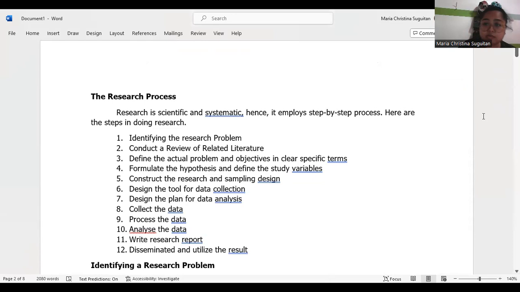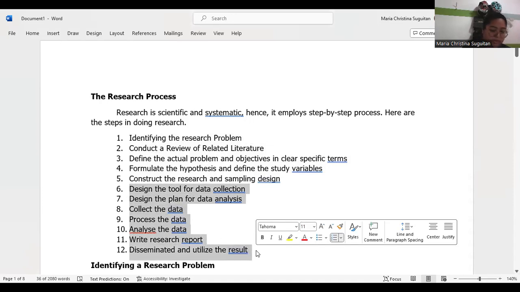We have the overview of the research process. It is scientific and systematic, hence it employs a step-by-step process. Here are the steps in doing research. Actually, we have 12 steps, but step 1 to 5, which is this, ayan, 5, that's part of our phase 1. And then 6 to 12, that's part of our phase 2.